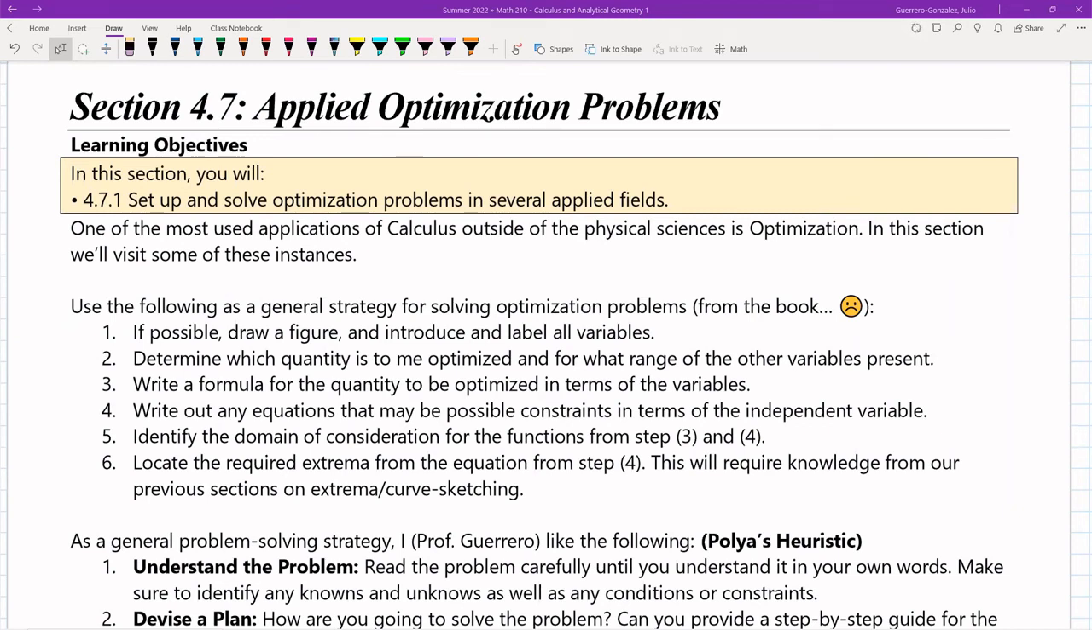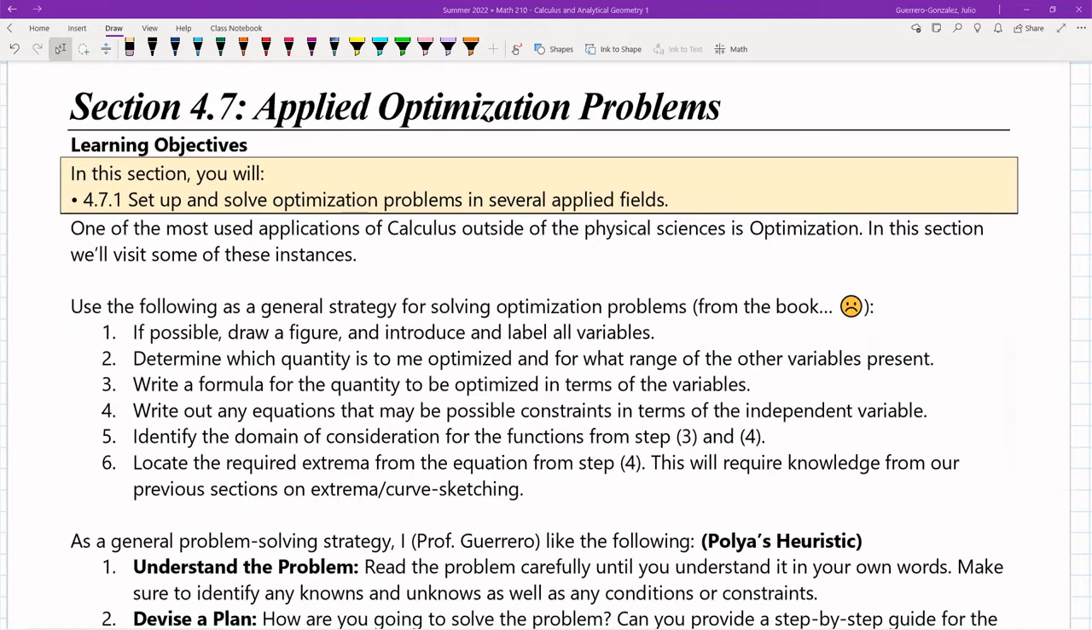Hello, everybody. This is lecture 4, section 4.7, applied optimization problems. So in this section, we're going to be taking a step outside of mathematics and going into some of the physical sciences to do a little bit of work there.